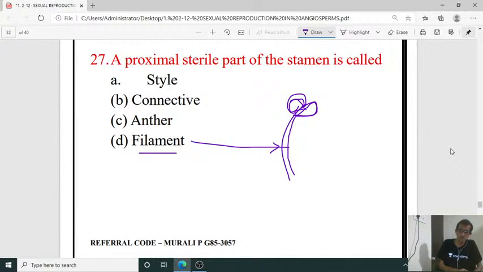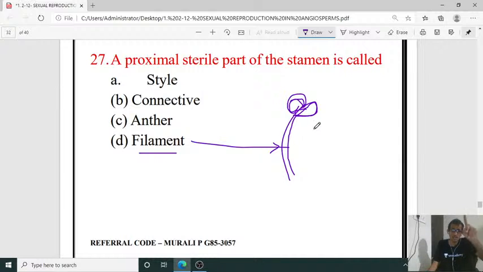Filament is a long, thin, delicate structure to hold that anther in a particular position, and that will facilitate the process of pollination in the oncoming days. For that, clear exposure of the anther with that pollen grain is done by this filament. Of course, we know filament attachment is there, the filaments are fused or free, etc. That is another part. So the proximal sterile part of the stamen is filament.